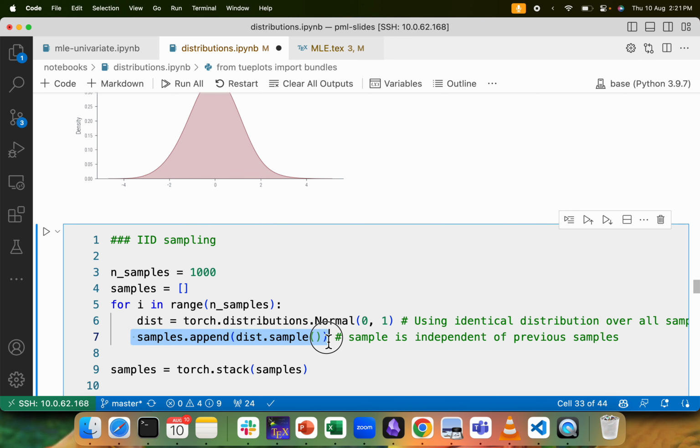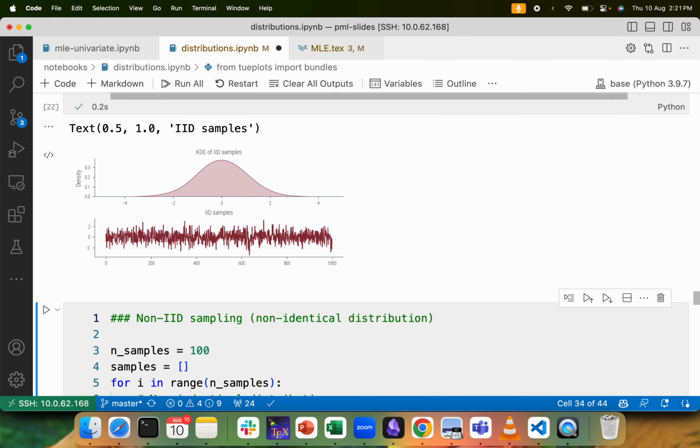And when I'm getting a sample, I'm calling dist.sample and appending it to the list of samples. Does my current sample, this value dist.sample, have anything to do with the previous sample or the next sample? No. So our samples are independent of the previous samples or the next set of samples. We had two terms, IID. The first one is the identical distribution. The distribution is not changing over the samples. The second is independent. The samples are independent of each other. There is no correlation amongst these samples.